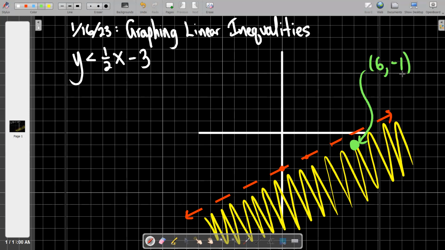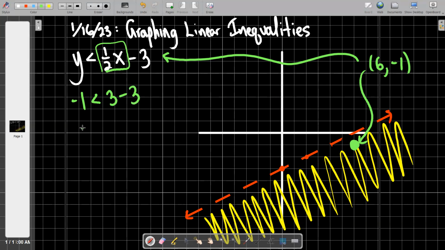Now, if I put those numbers, and you don't have to do this every time, I'm just doing this so you can maybe get a little insight as to why we graph this way. If I were to put those numbers back into the original problem, let's take a look at what happens. So what am I going to put in place of y? Good job. And it's going to say -1 is less than. And can you help me with this little math problem here? What is half times 6? Because I want to put 6 in place of x. What would that be? 3.